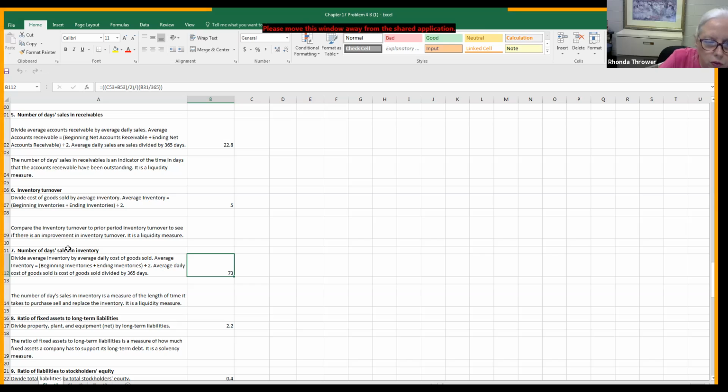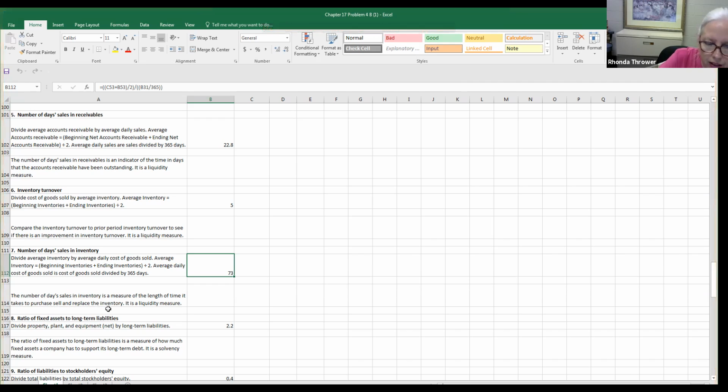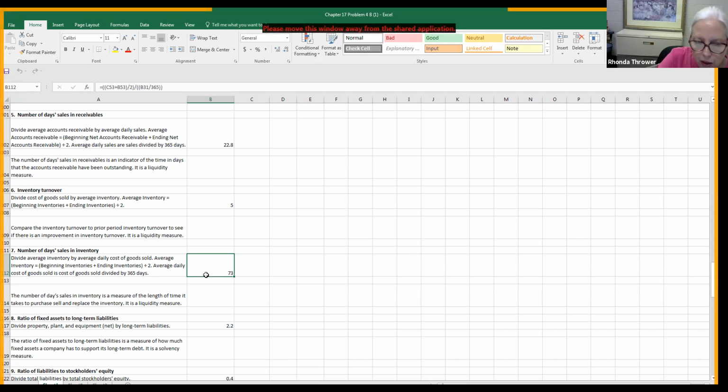So here's the formula for this, and this is also the formula that I've given you here. What this tells us is the number of days sales in inventory. It is a measure of the length of time it takes to buy inventory, sell it, and replace the inventory. It is also referred to as a liquidity measure. And these liquidity measures are all I want to talk to you about in this first video.